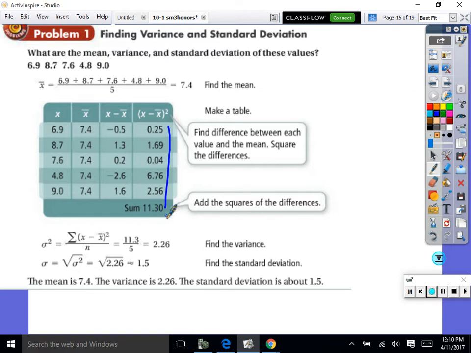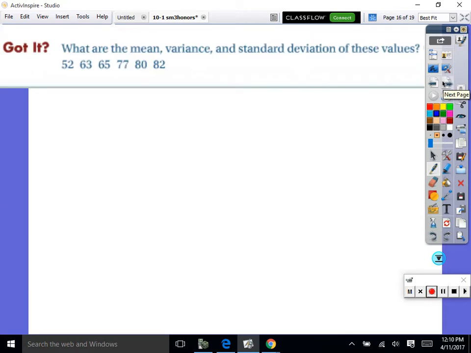However, I'm going to just show you how to do it in your calculator. So let's do this. It says, what's the mean, variance, and standard deviation? You could find the mean by hand. You could even do the others by hand. But I'm going to just show you how to quickly type it into your calculator. So pull up your calculator real quick. And you already actually know how to do this.